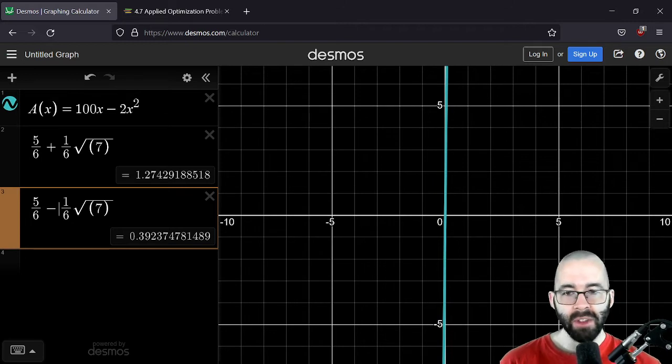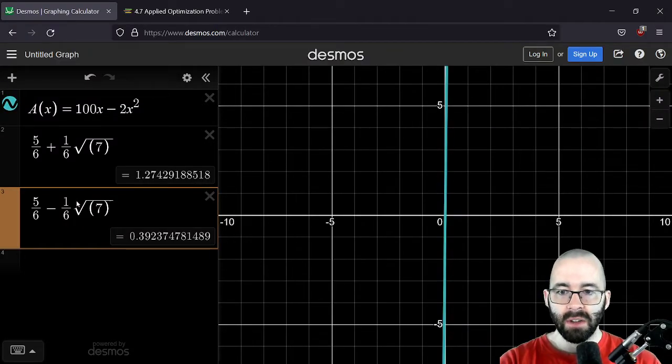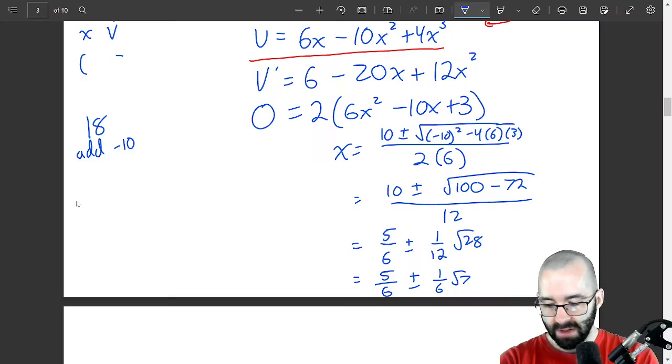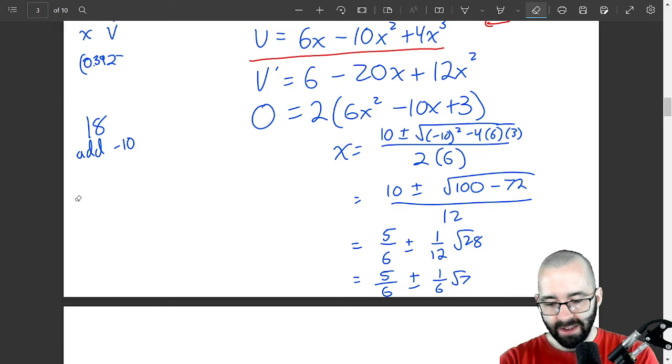The x can't be more than a foot, right? We're only looking between 0 feet and 1 foot. If the cutout is that big, we have a serious problem. So we're just going to use the minus one, which is about 0.392. Which sounds a lot better.